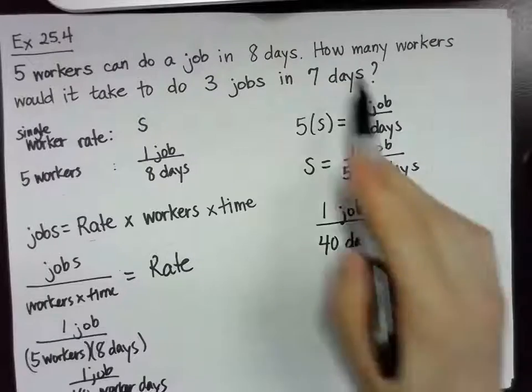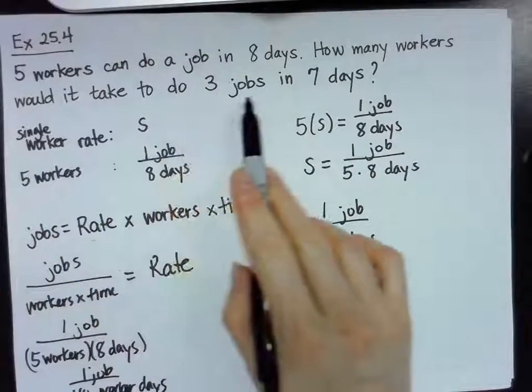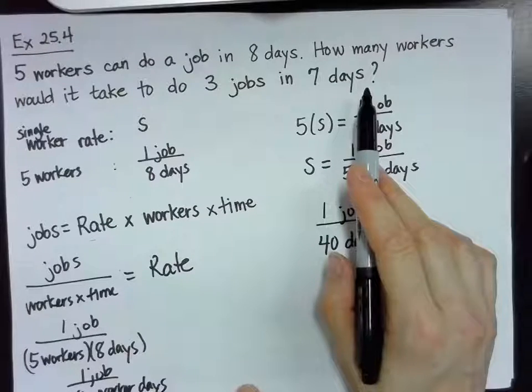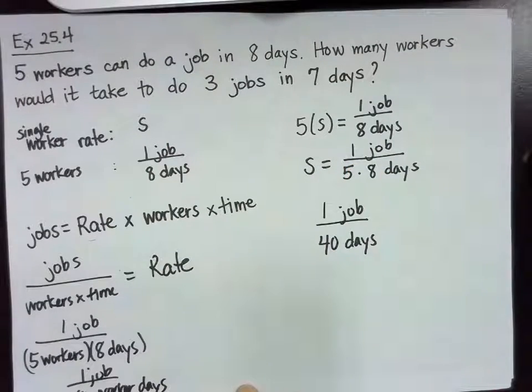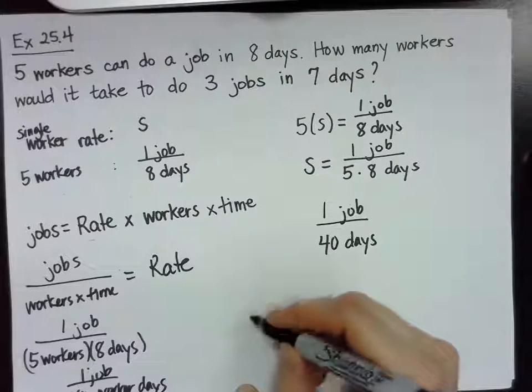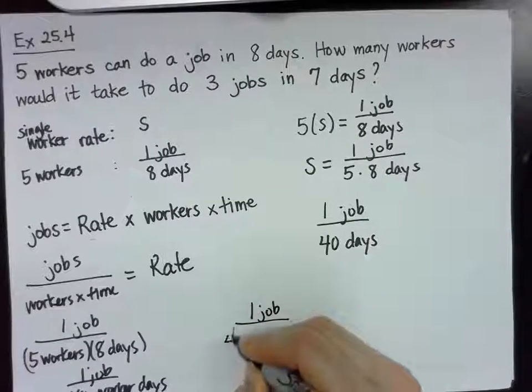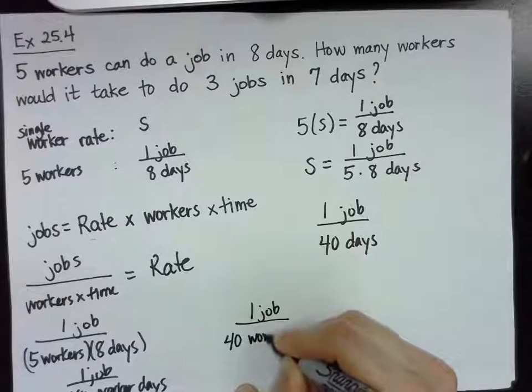And now when they ask us how many workers will it take to do 3 jobs in 7 days, we can just think of, okay, well, I'm going to have to multiply this thing by workers and multiply this thing by days, both of those, workers and days, to cancel out the units that I have in the denominator. So I have my rate of 1 job per 40 worker days.